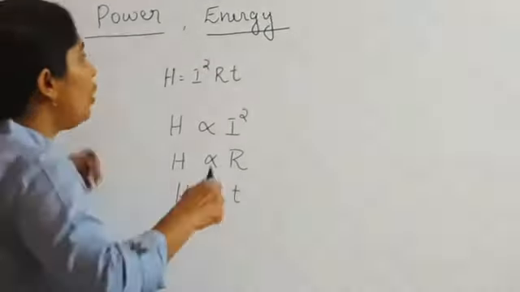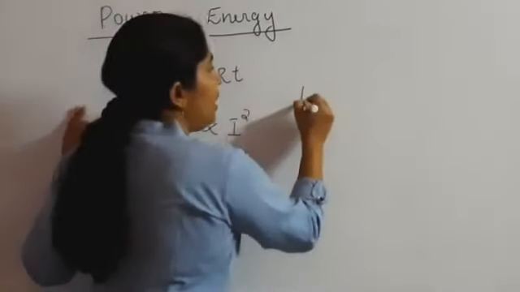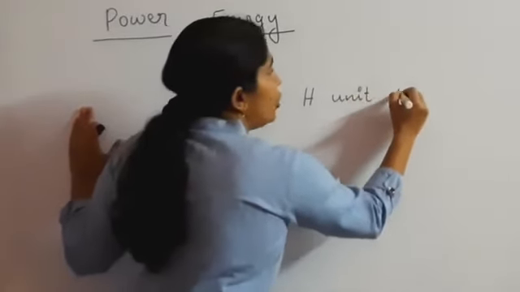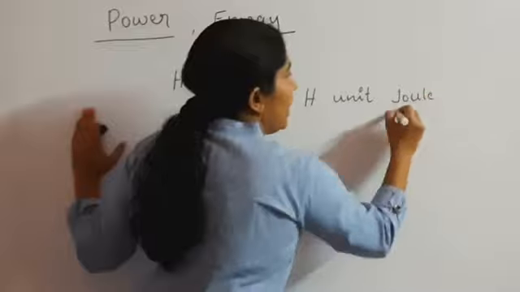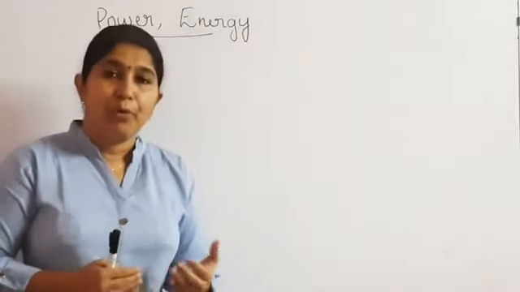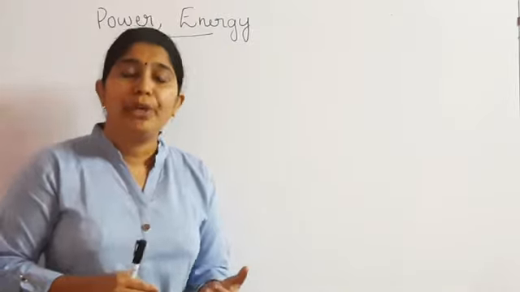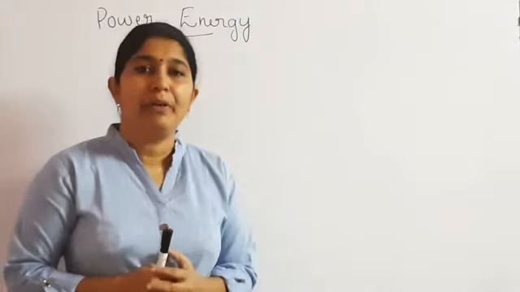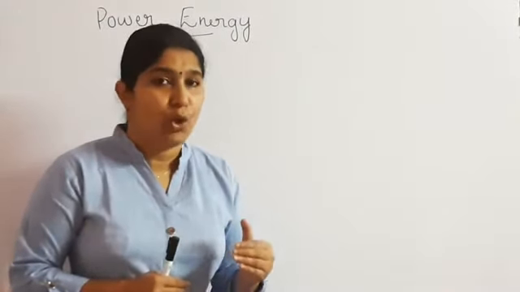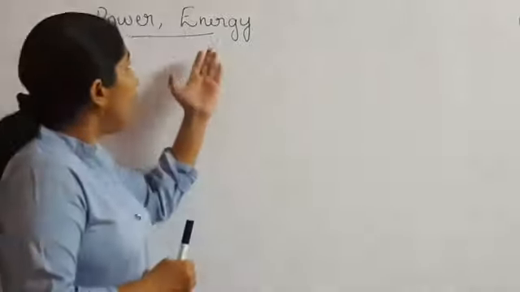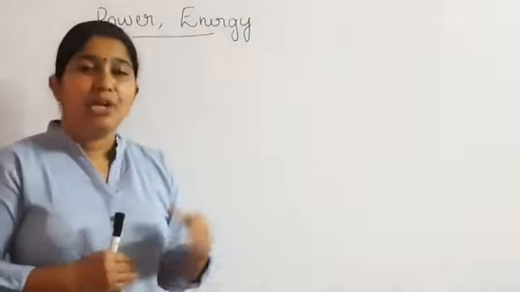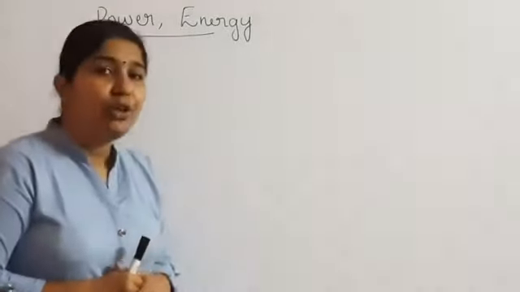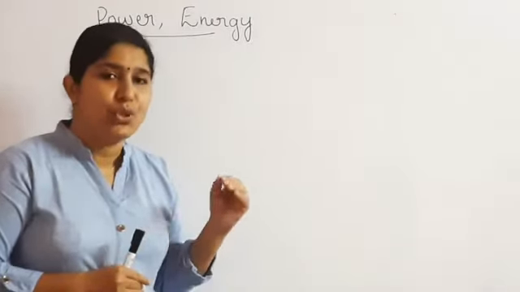Okay, unit of heat energy. Its unit is Joule. Okay, we already studied that. What about power? Unit of power is watt. And the practical unit of power is kilowatt. Then we studied the equations for energy. We derived the equation for energy. Then what about the unit of energy? Unit of energy is Joule.